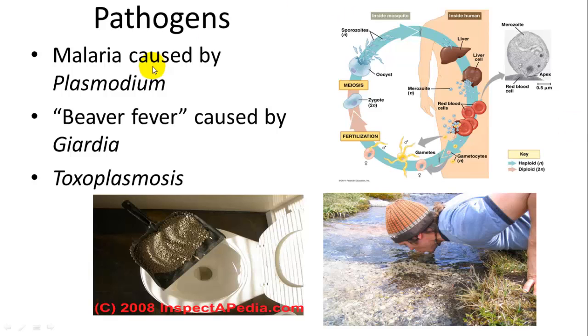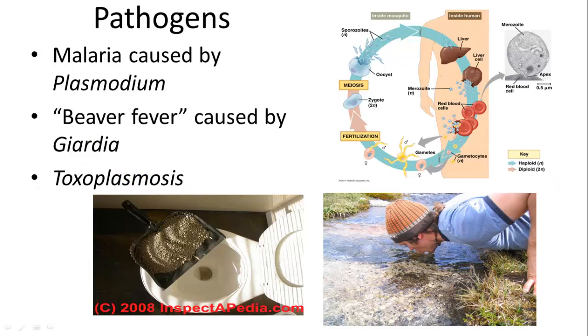So malaria is a worldwide problem, or was a worldwide problem until we killed a lot of mosquitoes. It's caused by a pathogen, a protist called Plasmodium. Beaver fever, you can get this by drinking water that has fecal matter in it from other animals. These little protists called Giardia can give you a very bad case of diarrhea.